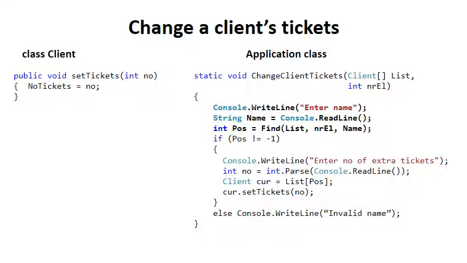Right, so the first thing that needs to happen is the user enters the name of the client whose tickets will be changing. And then the find method is called. You'll remember we did the find method last semester. The next slide will go into more detail. But at this stage, we just believe that the find method returns the position in the array where the specific client is found. Or if it's not found, it will return a -1.